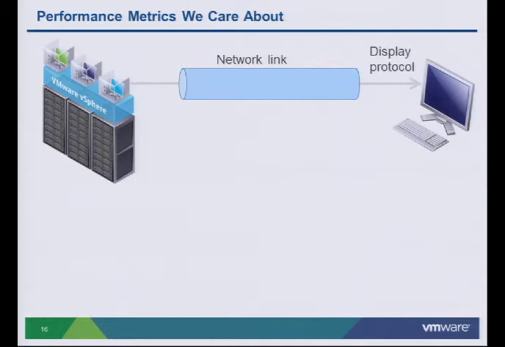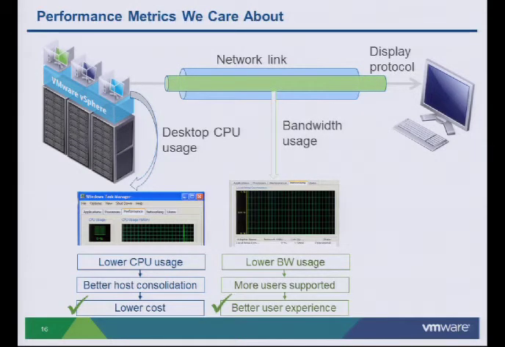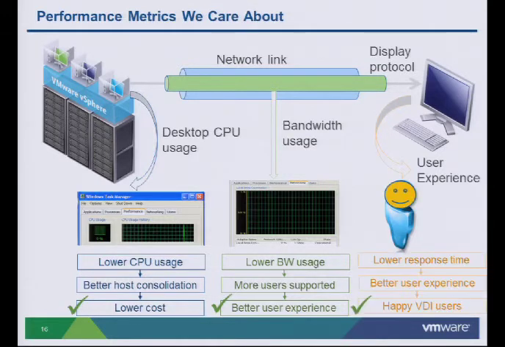So what are the typical performance metrics we really care about? What comes first to mind, right? You are thinking desktop CPU usage, because this directly affects the cost of your VDI deployment. The lower the CPU usage, the more VMs you can consolidate on your host, and that will reduce your cost of deployment. Next, bandwidth usage. The lower the bandwidth usage, the more users you can support on the network link, and you'll have a better user experience, right? Finally, it comes down to the user experience. How much is the response time for different operations that you're doing when you are connected over a display protocol to a remote desktop, right? So the lower the response time, the better the user experience and the happier the VDI users, right?